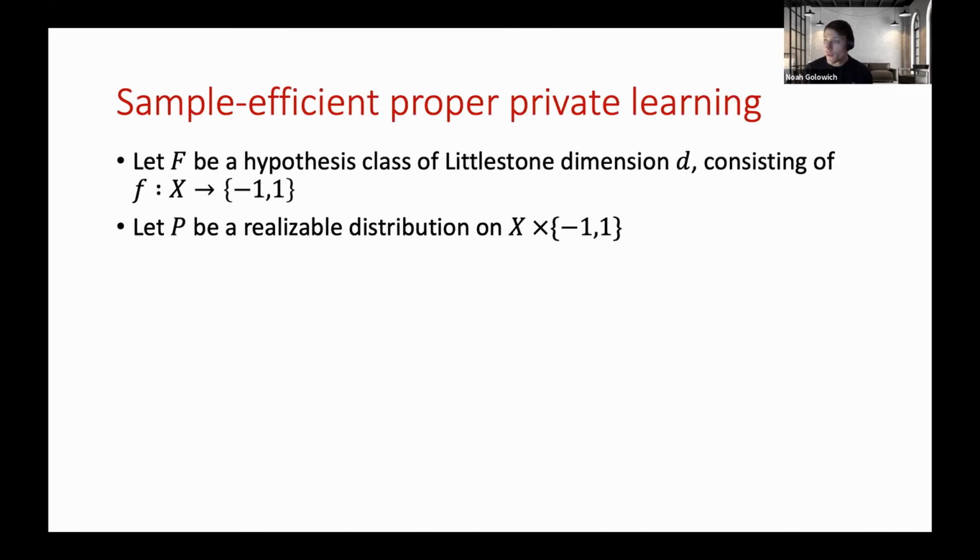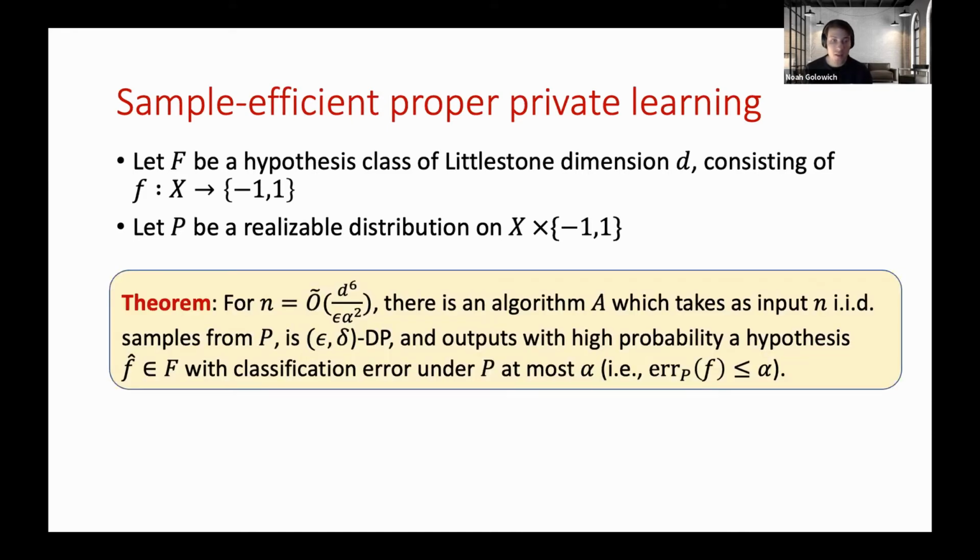Okay, so just to fix the notation, we're considering a hypothesis class F of Littlestone dimension d. That's a class of binary hypotheses. And we're going to let P be a realizable distribution on the space X cross {-1, 1}. And here's our main theorem. For a number of samples n, which roughly grows as d to the 6th over epsilon alpha squared, there is an algorithm A, which takes as input n IID samples from the distribution P. This algorithm is epsilon-delta differentially private, and it outputs with high probability a hypothesis f hat in the class F, which has classification error at most alpha with respect to the distribution P.